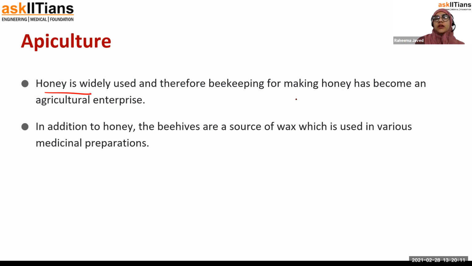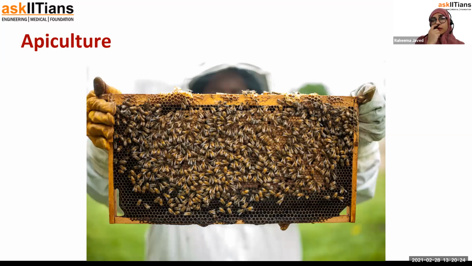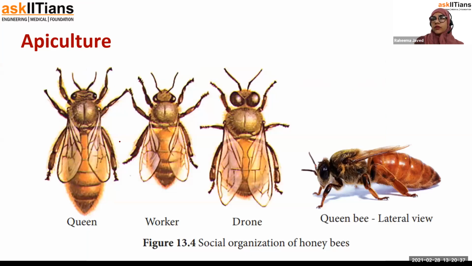So honey has become an agricultural enterprise, and they are also a source of wax which is used in various medicinal preparations. This is one example of the hive. Before the equipment, I'm going to tell you about the levels of the members of the beehive. There is a queen bee, which is the largest bee. There are worker bees and there are drones.